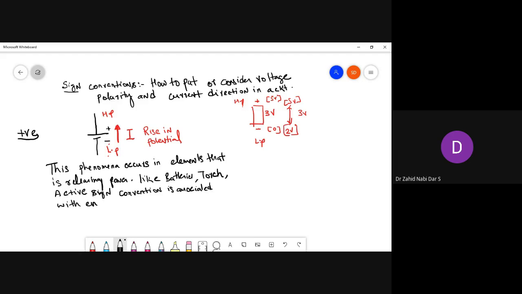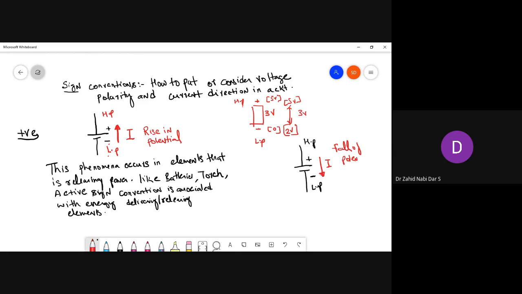This active sign convention is associated with energy delivering or releasing elements. Okay, this is called the active sign convention. Now let's suppose the other circuit. The other way around, we have this plus, we have this minus. So this is my plus upper potential, this is my lower potential, this is HP, this is LP. Now I take a different thing. I say that my current is going from here to here. So this is called fall of potential. See, the current is moving from higher potential to lower potential.